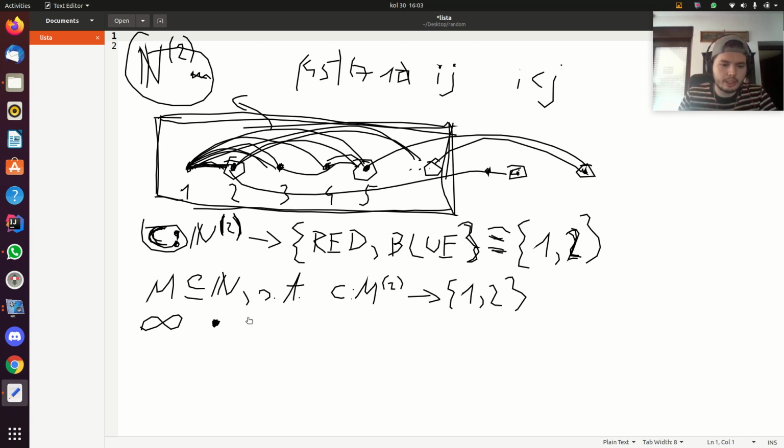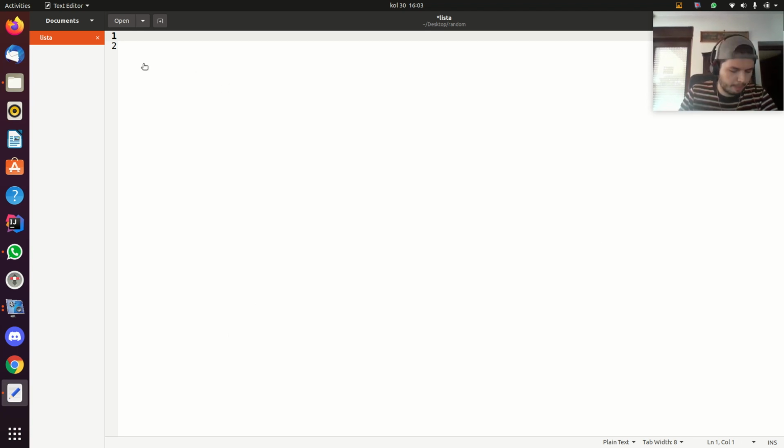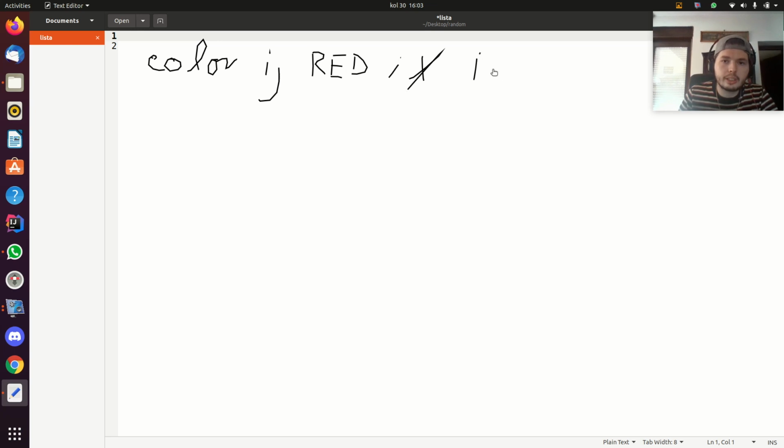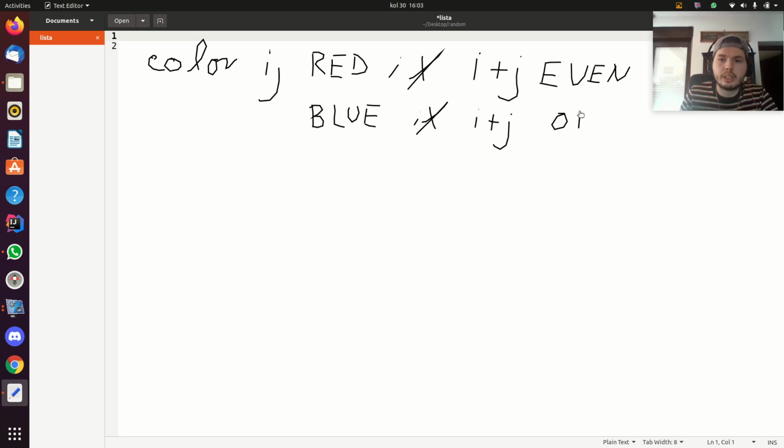And now, let us color the natural numbers in the following way. Color the edge ij red if i plus j is an even number. Color ij blue if i plus j is an odd number.